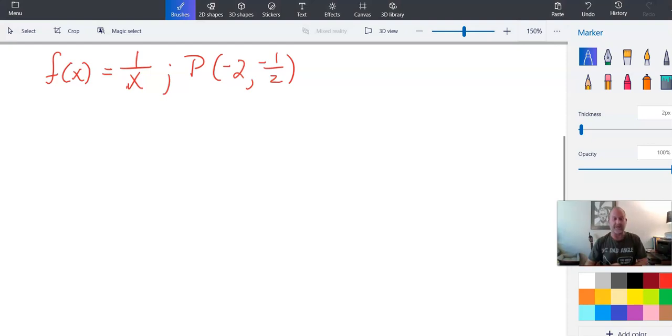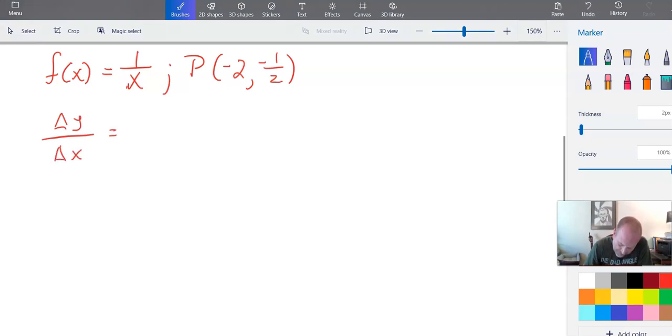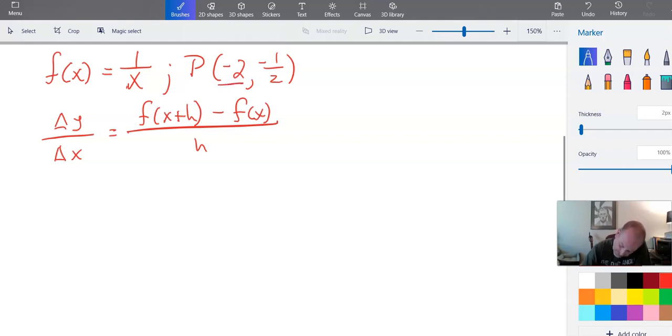Okay, so I'm assuming you've paused it at this point. Let's go ahead and dive headlong into this. So we want to start by finding the instantaneous rate of change at the point (-2, -1/2). So that's, again, it's going to be change in y over change in x. And I'm just going to go ahead and drop the subscript this time. This is f of x plus h minus f of x over h, right? We know x is -2. So this is now f of negative 2 plus h minus f of negative 2 over h.